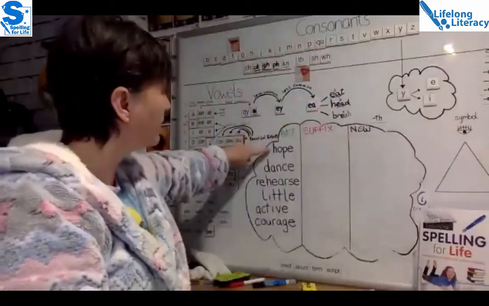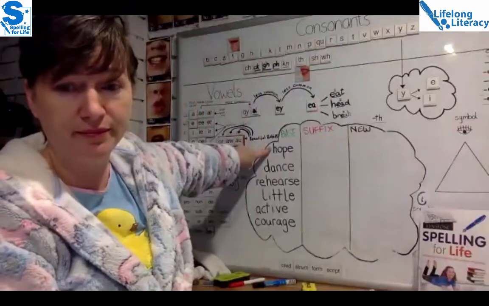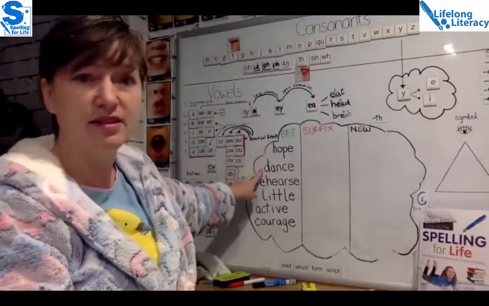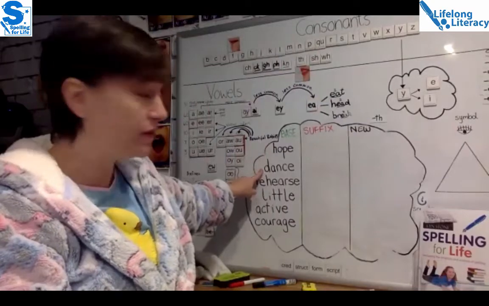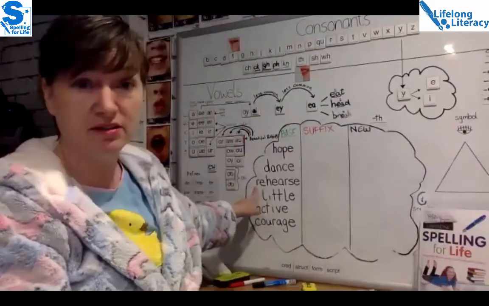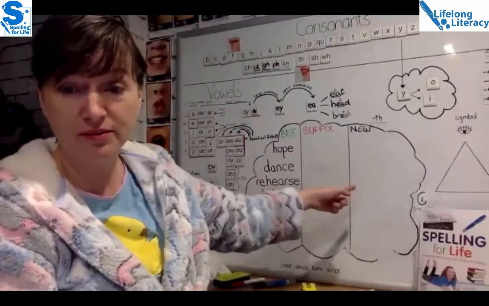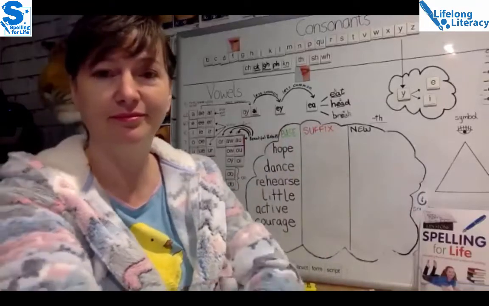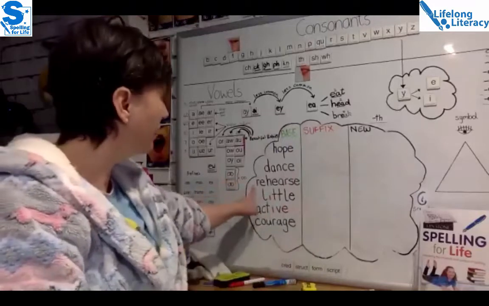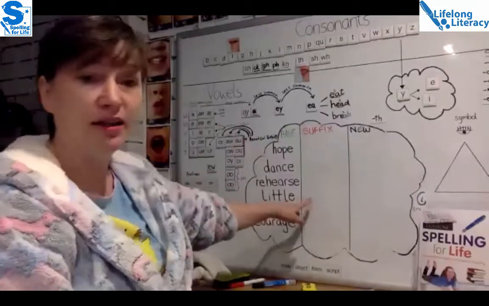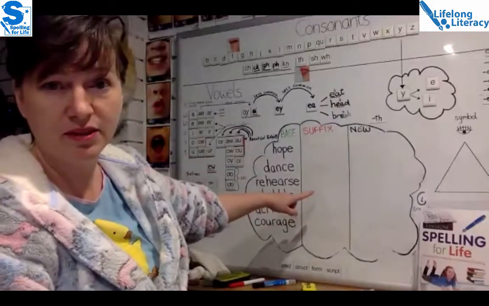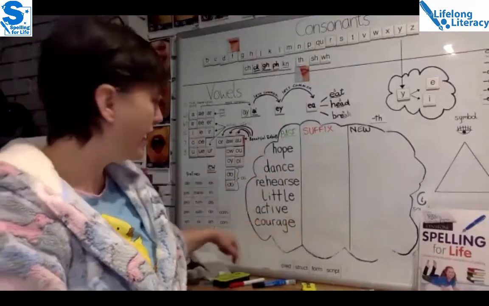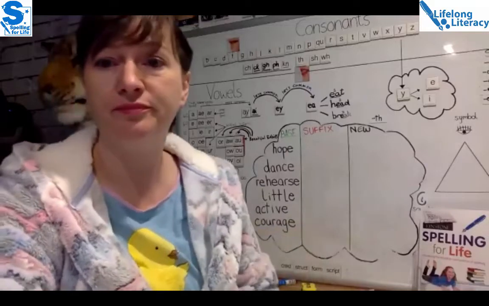So your first base word is hope. Write it down. And when you're finished doing that, write dance. And when you're finished doing that, write this massive one, rehearse. And when you finish doing that, write this one, little. And then active. And then courage.